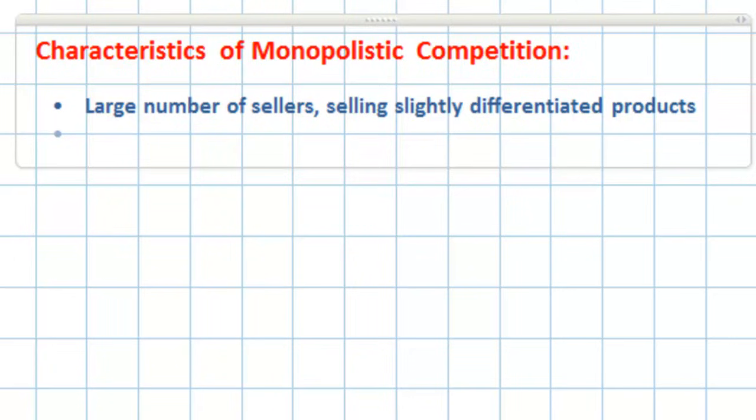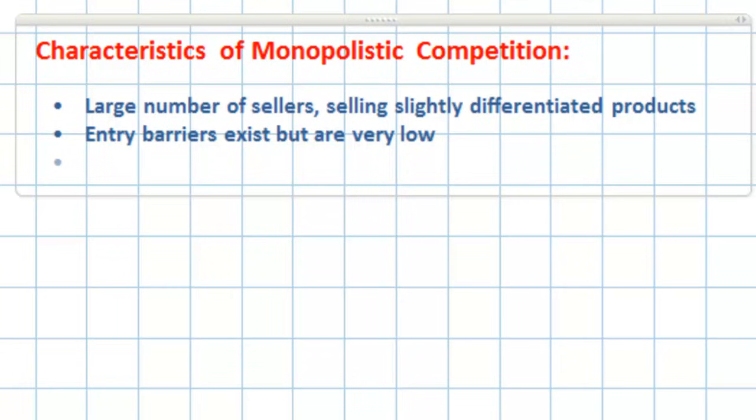Now, another characteristic of monopolistic competition is that entry barriers exist, but are very low. It is quite easy to open a monopolistically competitive business. The costs of getting into the industry are quite low. Therefore, firms will enter the industry if economic profits exist.